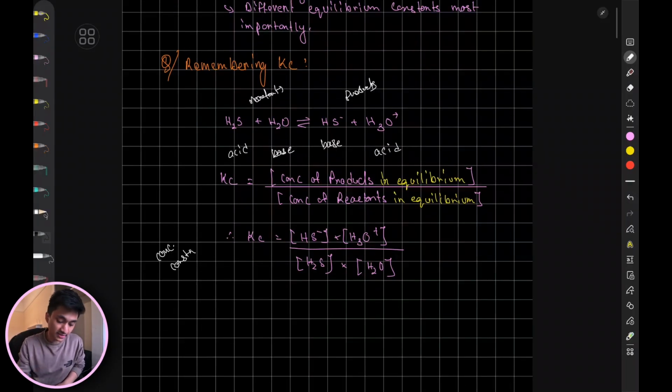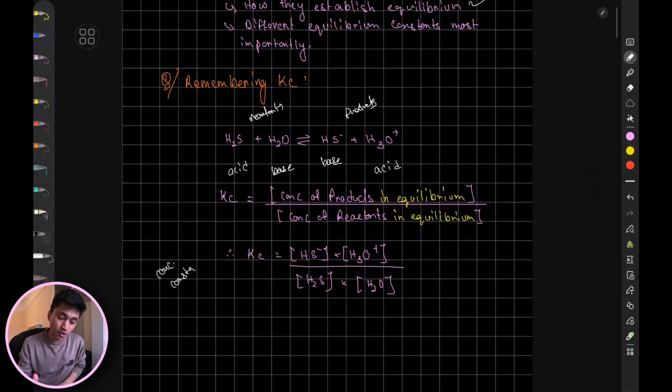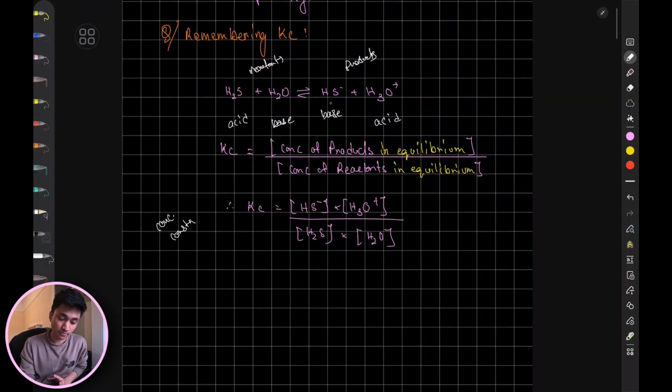So if you had to write it down, how would you write it down? You write out the products, so HS minus, times the other product, H3O plus, and you multiply them. This third bracket is very important. Many people forget to add the third bracket. The third bracket signifies that you're working with concentration. Whenever you give the third bracket, that means concentration of this substance. So H3O with third bracket means concentration of H3O plus. Simple.